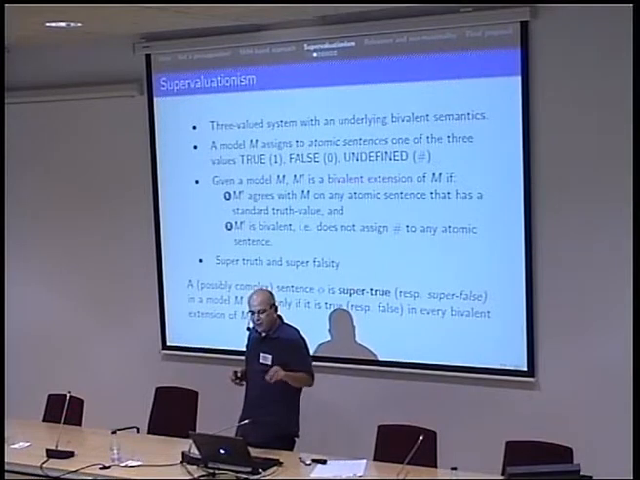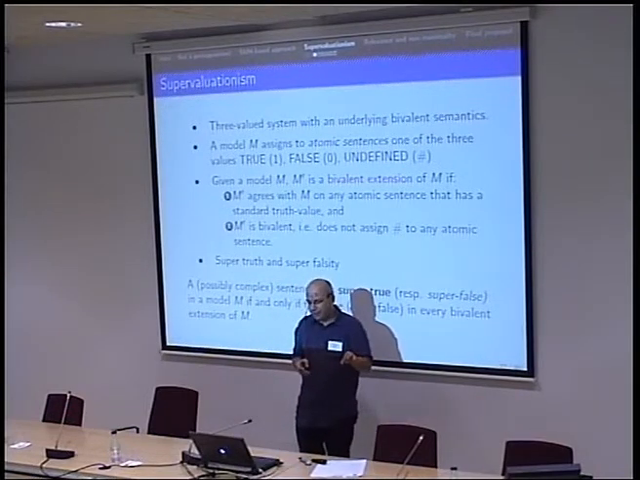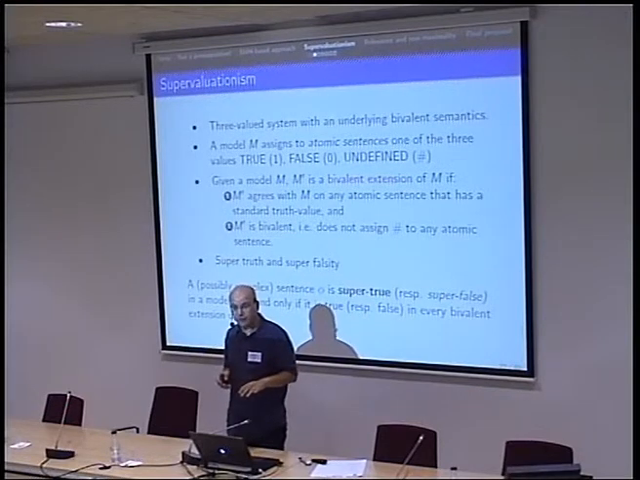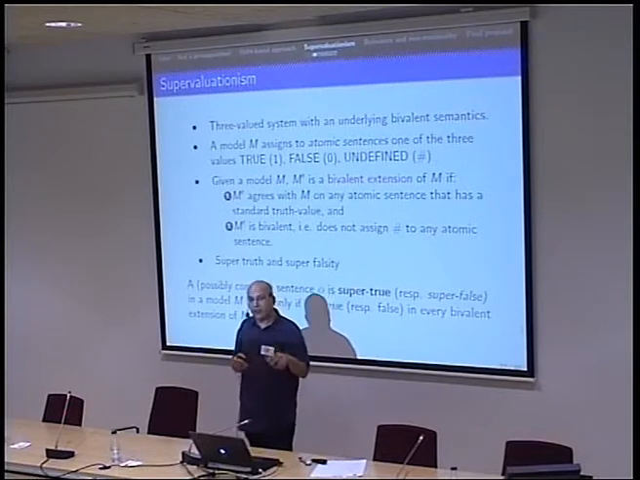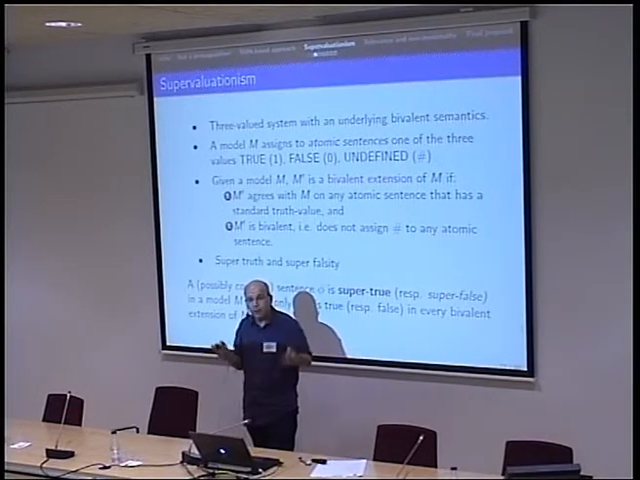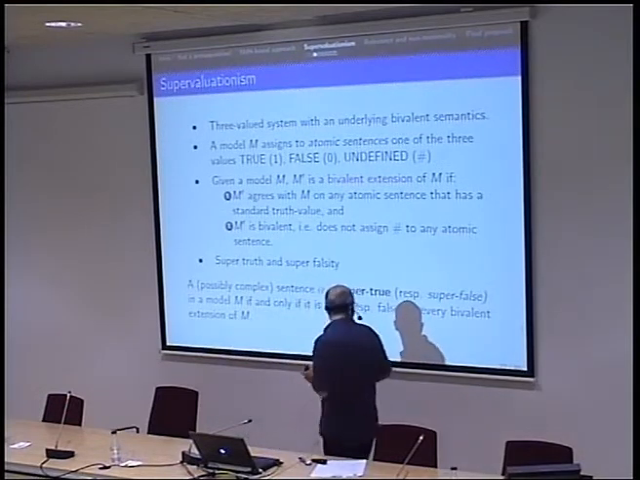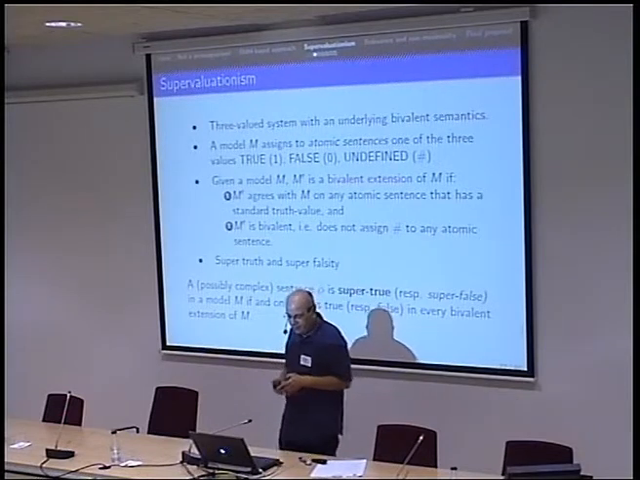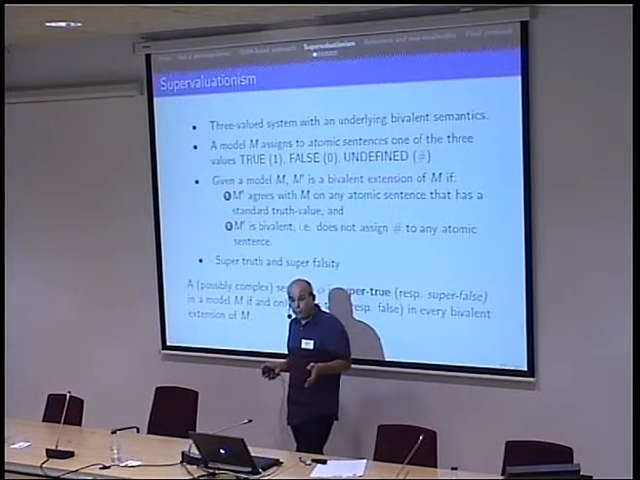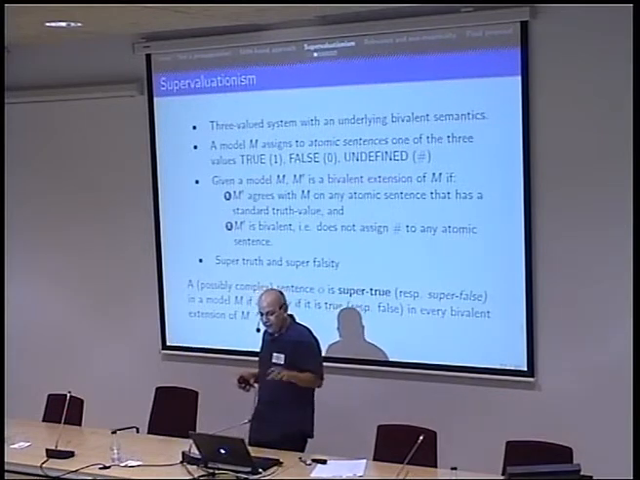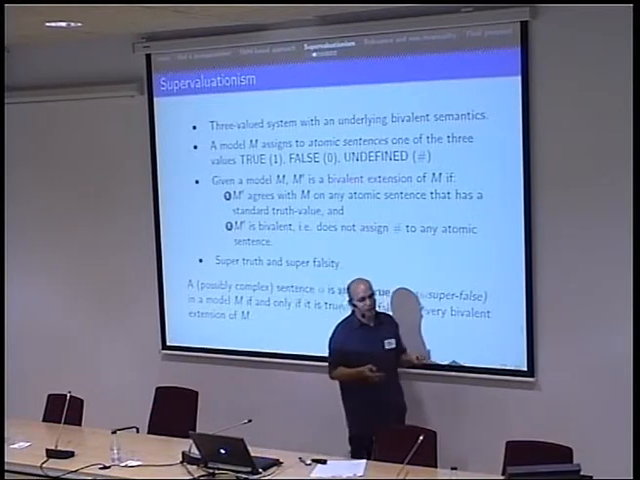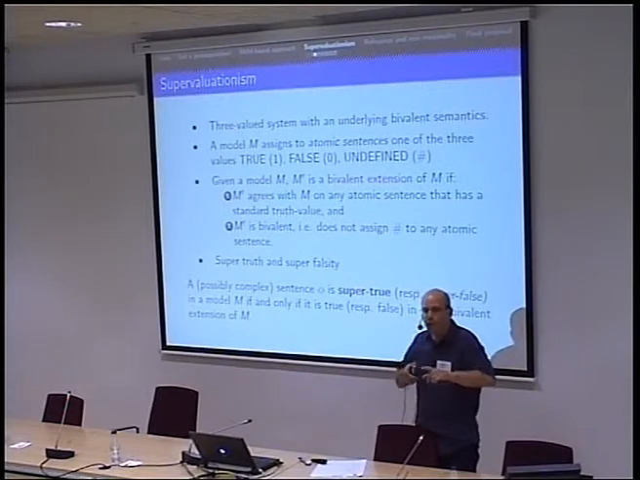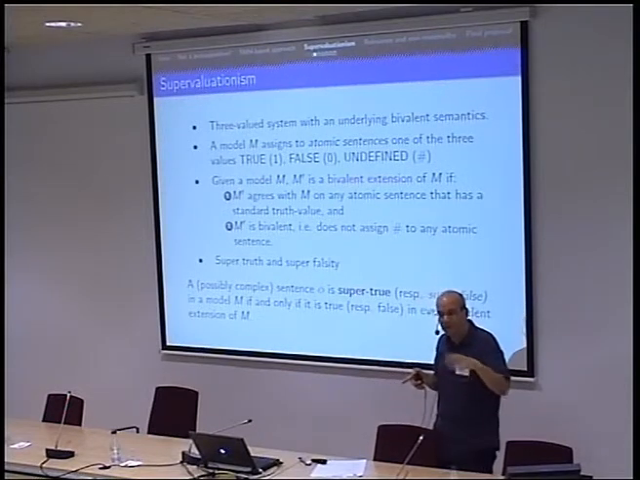And then we need a notion. Given a model M, we call M prime a bivalent extension of M just in case M prime agrees with M on any atomic sentence that has a standard truth value in M, that is, true or false. For those for which M does not assign a standard truth value, M prime assigns a random standard truth value. So if a given proposition is undefined, then in the bivalent extension it has to be true or false; those that are not undefined remain the same. Now we say a possibly complex sentence is super true in a model M only if it is true in every bivalent extension of M. What this means is that even if you have things that are undefined in the sentence, their truth value in a way doesn't count, because however you resolve the uncertainty about the truth value, the outcome is the same. That's the intuition.